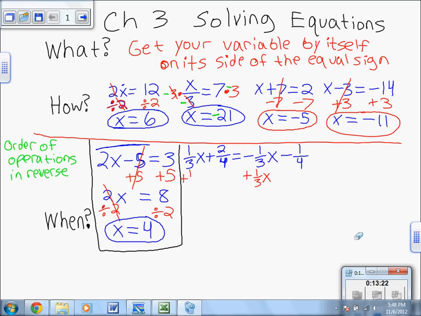Now, if you're confused about what to do with variables on both sides, for now, just trust this step, but watch what happens as soon as you do this.